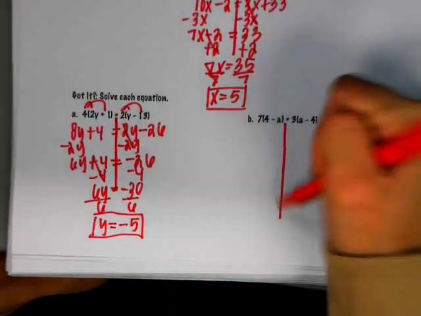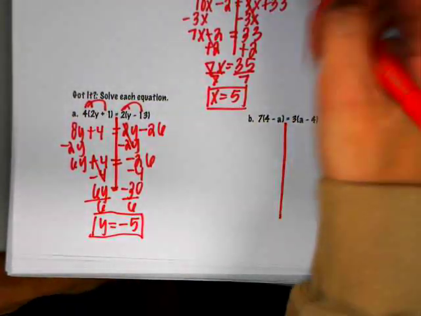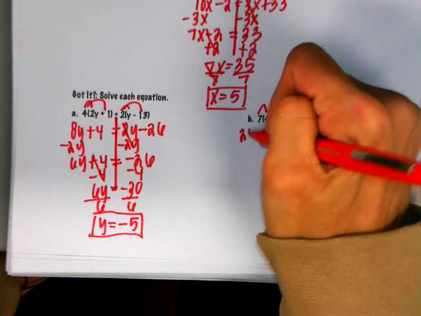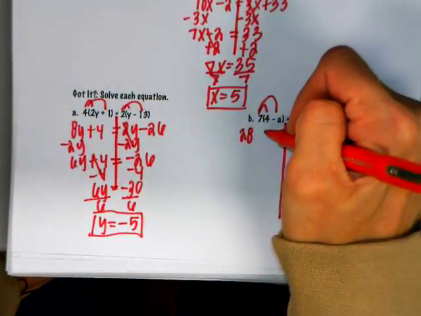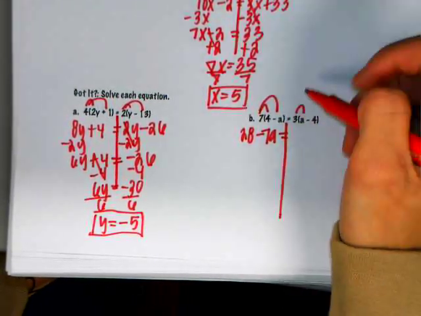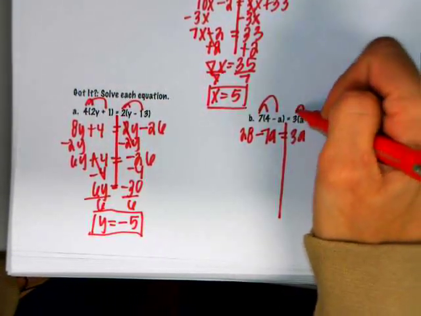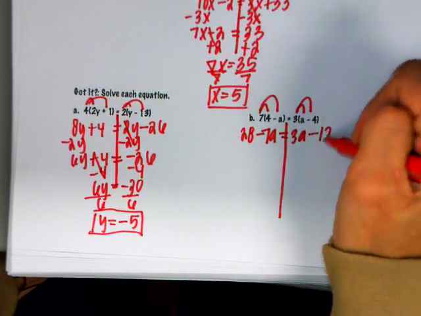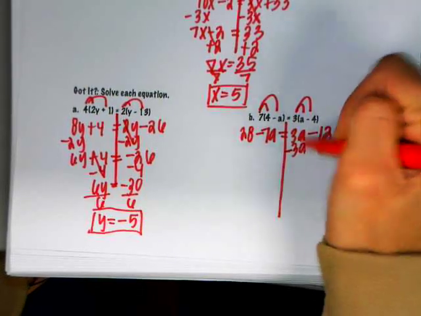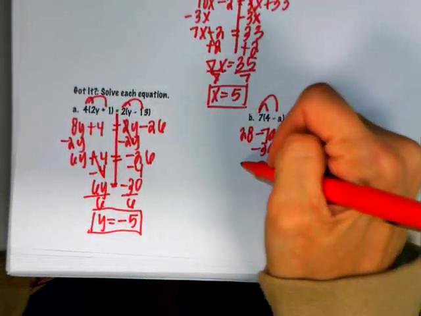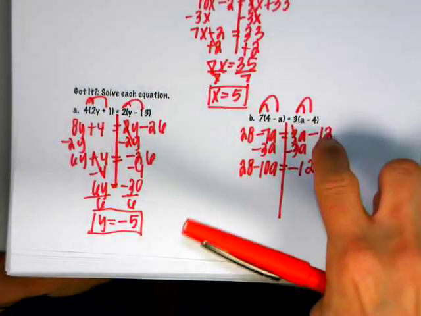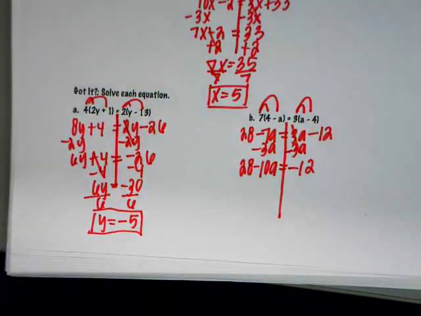All right, this one, yeah, that's it. Got it? Yeah. 7 times 4? 28. 7 times negative a? Negative 7a. 3a times a? 3 times negative 4? Good. And then move the 3a. Subtract. So you get 28 minus 10a equals negative 12. Make sure you're bringing that down as a negative because of this fraction.